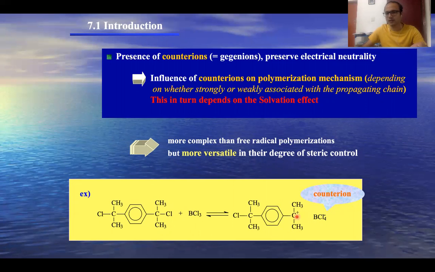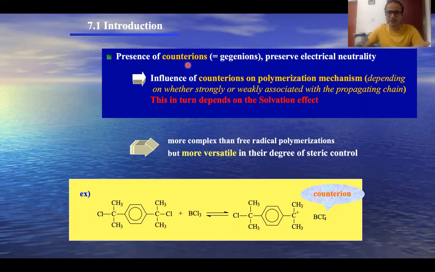When the carbocation is generated in the process, we have a counter ion which is negatively charged, and this maintains the electrical neutrality in the system. Therefore, an important species that you find in ionic polymerization is the counter ion, because of the generation of charged species.